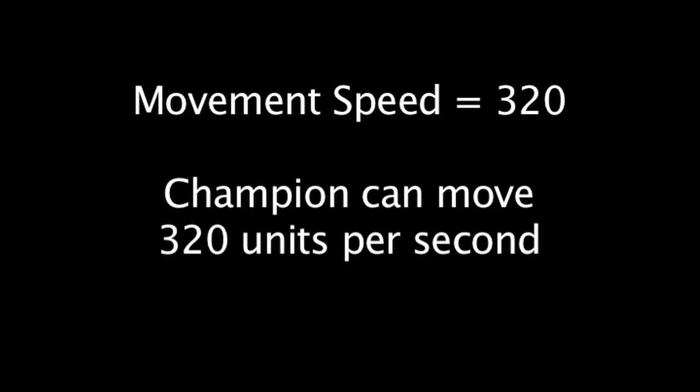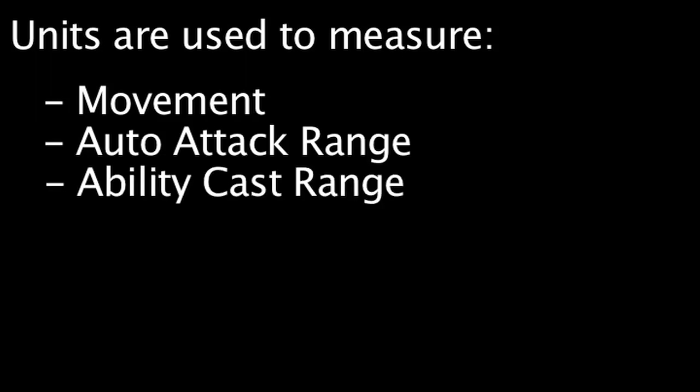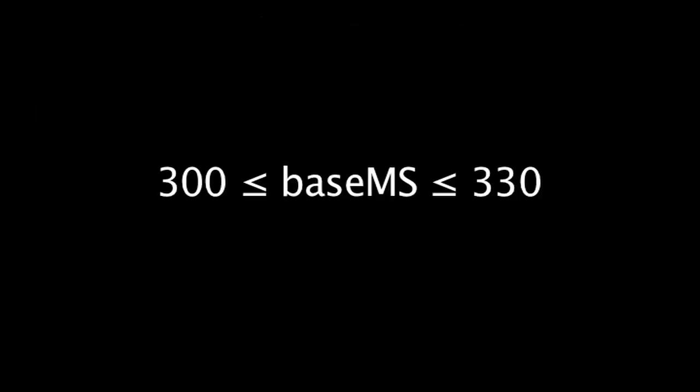In League of Legends, a champion's movement speed value is a way of representing how many units they can move within 1 second. The units used for movement speed measurement are the same used to measure auto attack range and ability cast range for every champion. Every champion has a base movement speed value between 300 and 330 units per second. However, this amount can be changed in multiple ways.